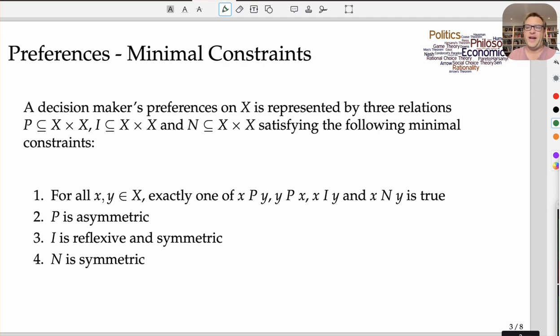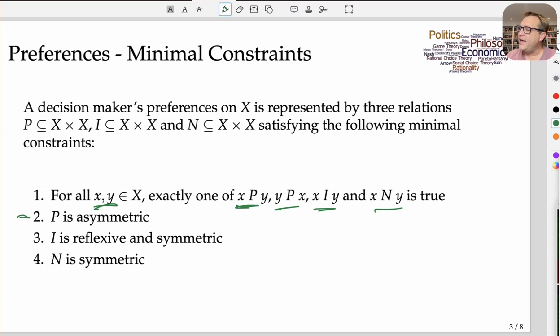Now, the minimal constraints, just some basic constraints that we would place on these three relations, just so that they match our intuitions about how these relations should work, should be, first of all, for all X and Y, exactly one of these four properties must hold. Either X must be strictly preferred to Y, Y must be strictly preferred to X, the decision maker must be indifferent between X and Y, or the decision maker can't compare X and Y. So intuitively, if P, I, and N represent the preferences of a decision maker, then one of those four properties must hold.